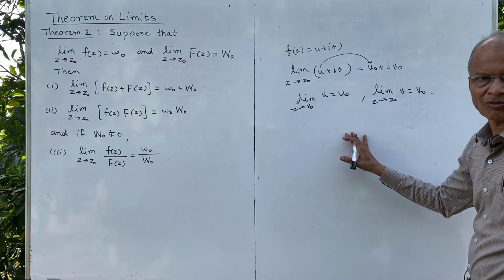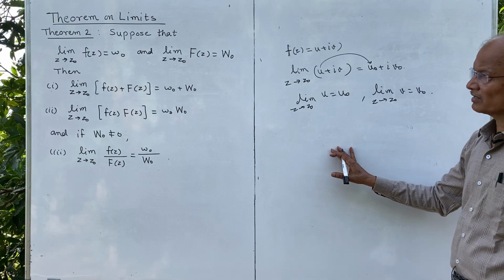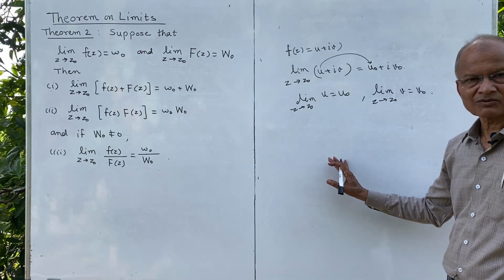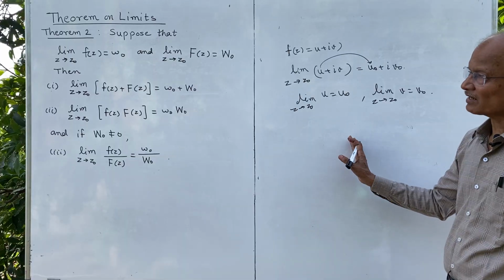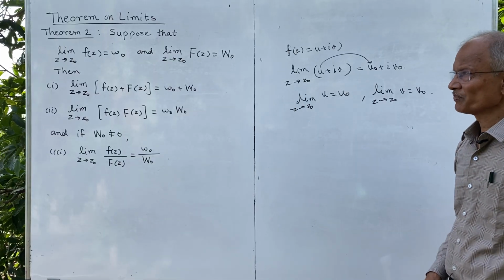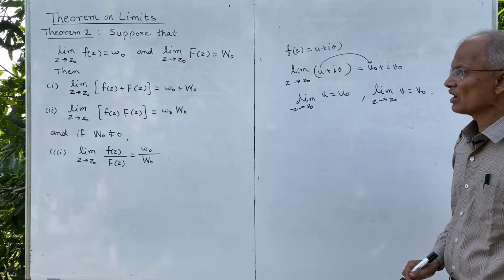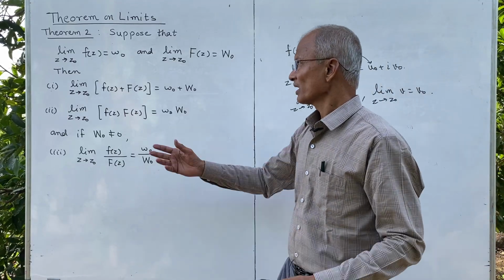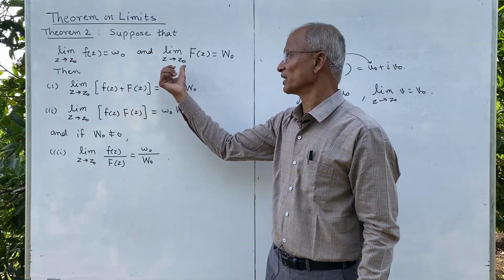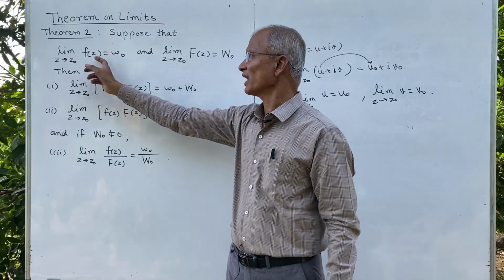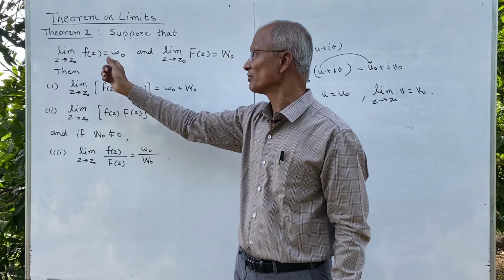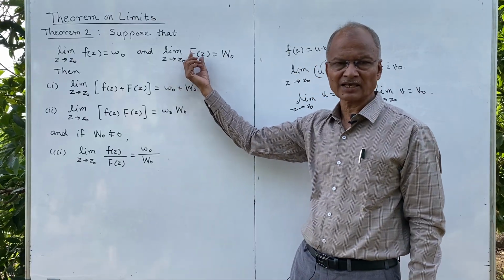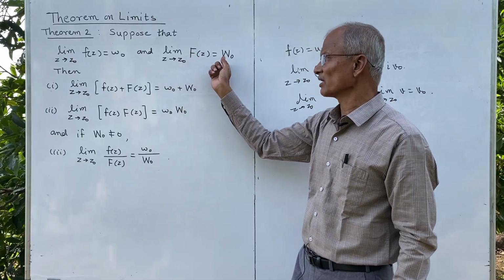This we have proved in our earlier lecture, that is theorem 1, the lecture previous to this. Please watch that lecture, and using that lecture we will prove this second theorem. The second theorem states that if there are two functions, small f of z and capital F of z, the limit of small f of z as z tends to z naught is w naught, and at the same point the limit of capital F of z as z tends to z naught is capital W naught.